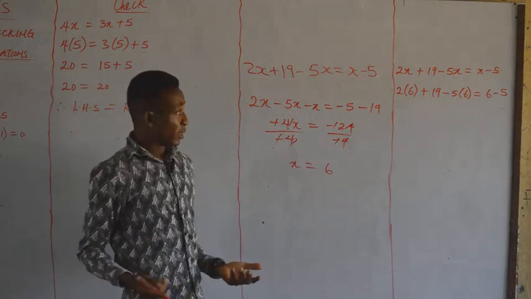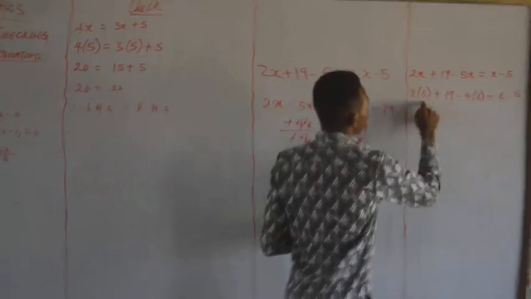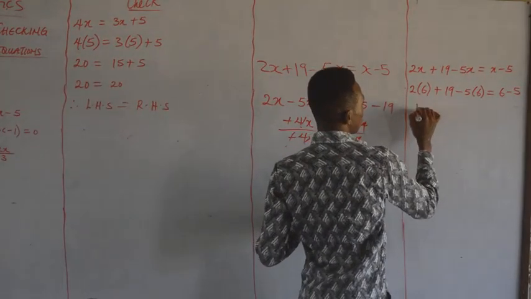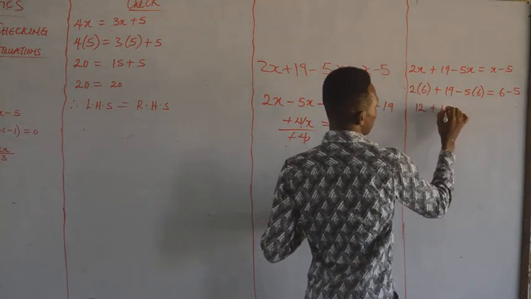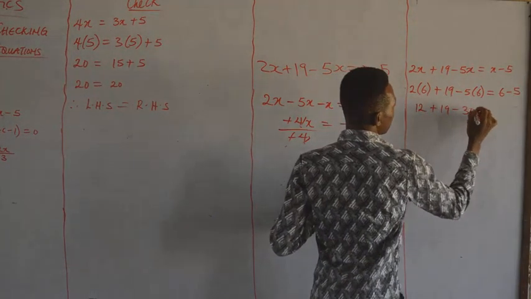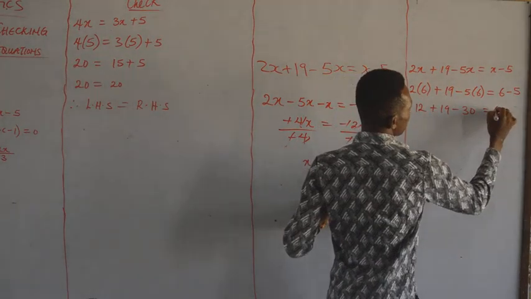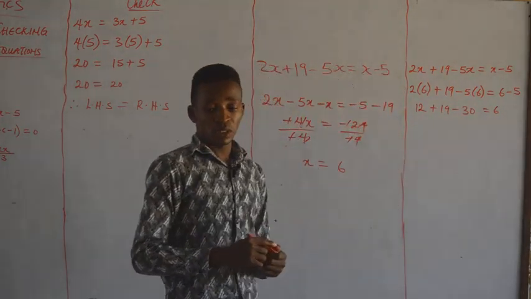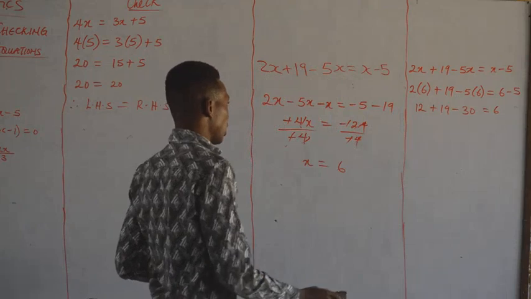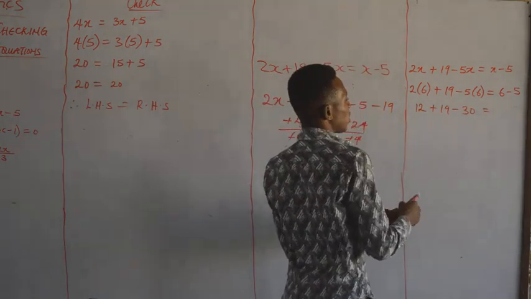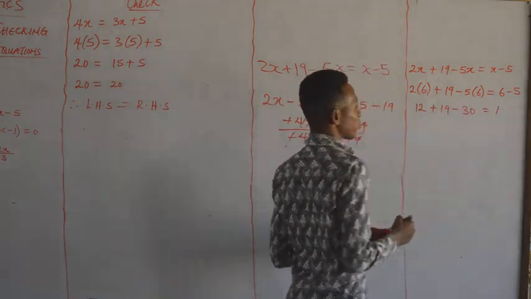Then we start opening the brackets one after the other. 2 bracket 6 is the same as 2 times 6, which is 12. Then plus 19 minus 30 equals 6. Okay, we can even evaluate that one at once, 6 minus 5 directly without wasting our time. So this one gives us 1.